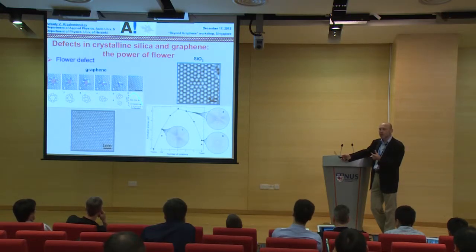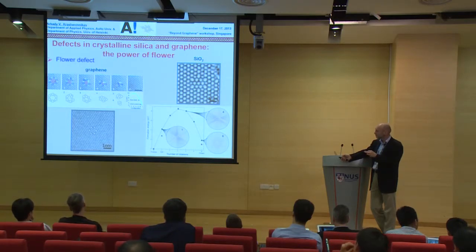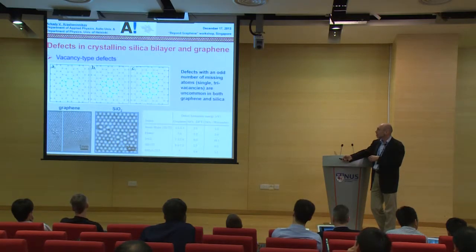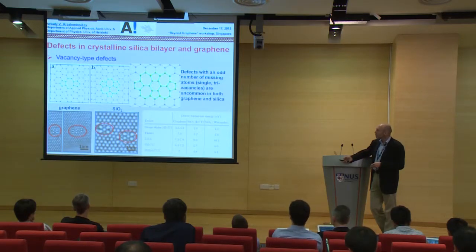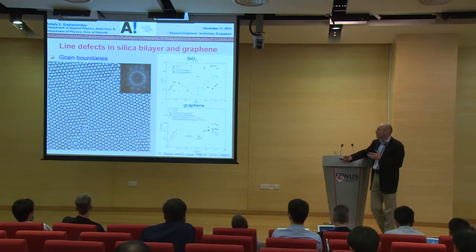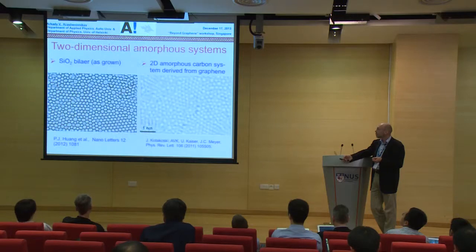Exactly the same structure, the scale is different, and the structural unit in graphene is just a CC bond. In SiO2, it's a silicon-oxygen-silicon bond. And the formation energy of this flower defect in SiO2 is much smaller than in graphene. So we have here divacancies and reconstructed divacancies called the butterfly defect. It just rotated, examples in graphene and in SiO2. And there is also a similarity in the energetics of grain boundaries in graphene and bilayer silica.